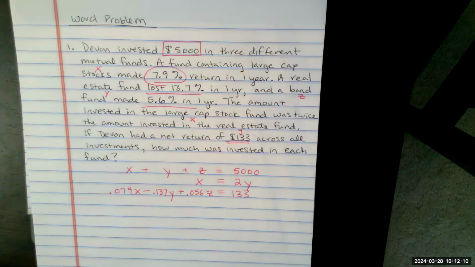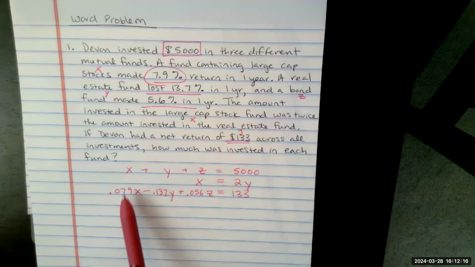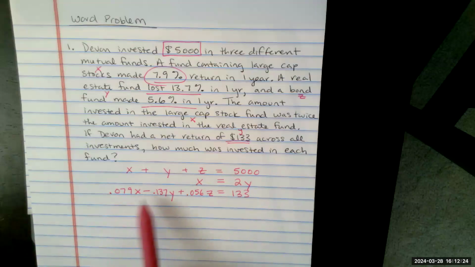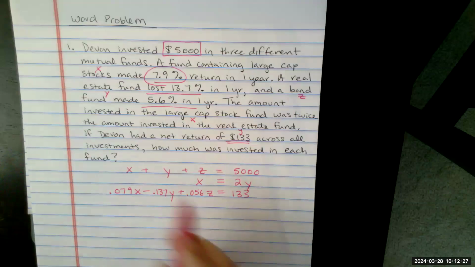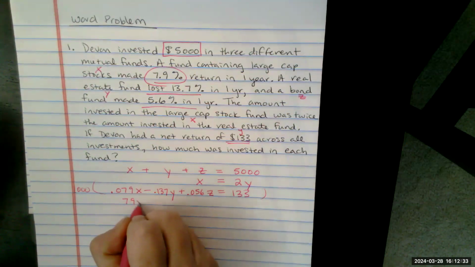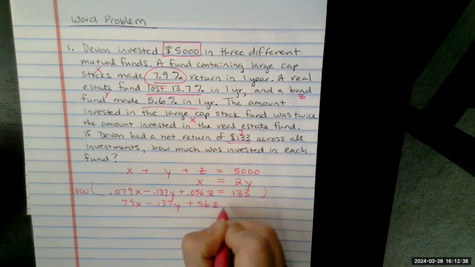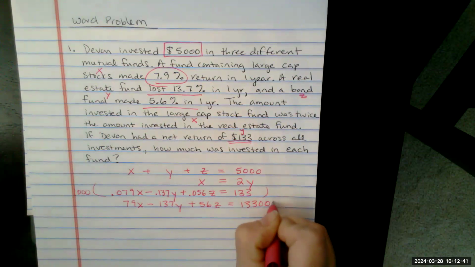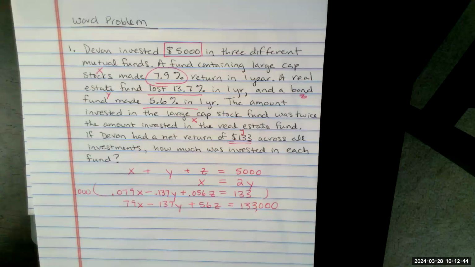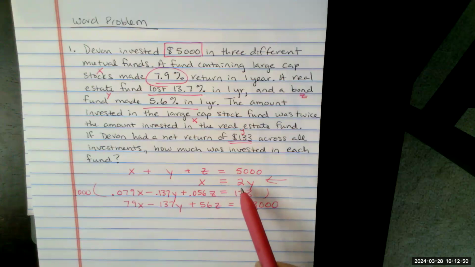Okay, so before I solve these, I can do one nice thing with this one to kind of get rid of all these decimals. Since I have 3 decimal places in all of these numbers, if I multiply by 1,000, it would move the decimal 3 spots and they'd be gone. So I'm going to do that right now. I'm going to multiply this by 1,000 just to get rid of the decimals. So that would make this 79x minus 137y plus 56z equals 133,000.